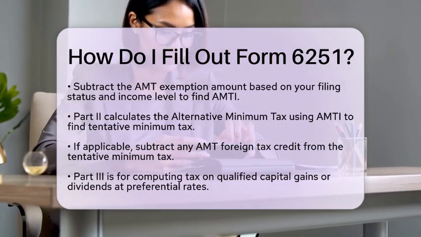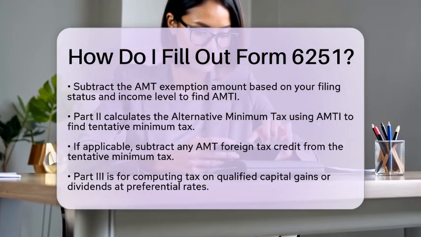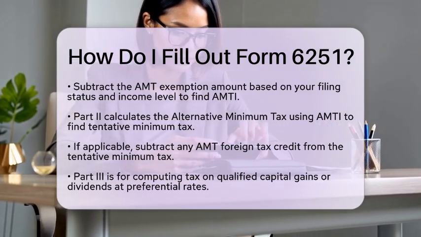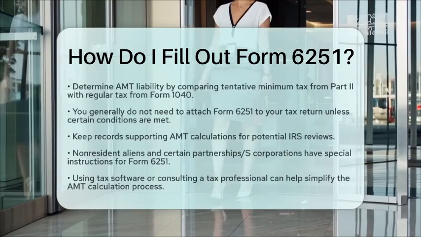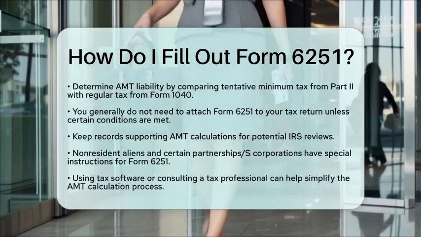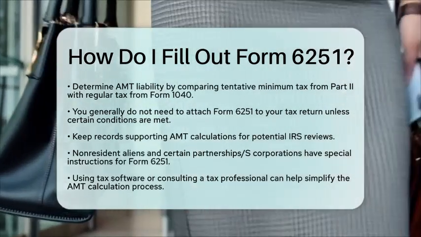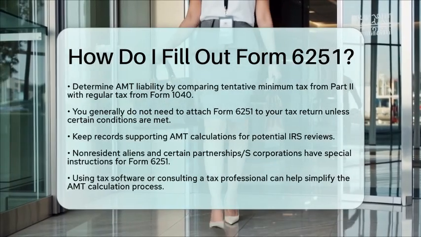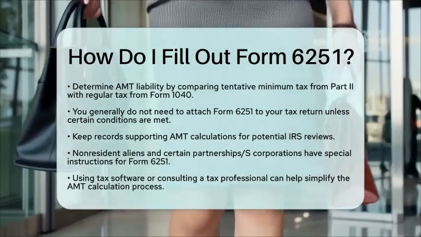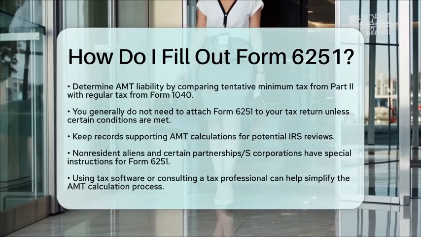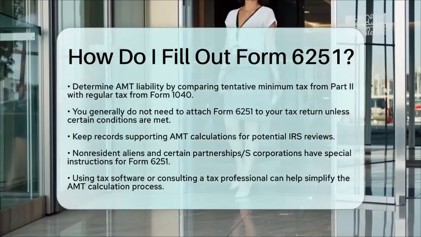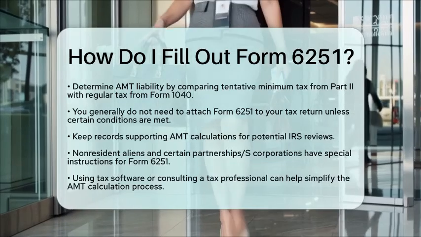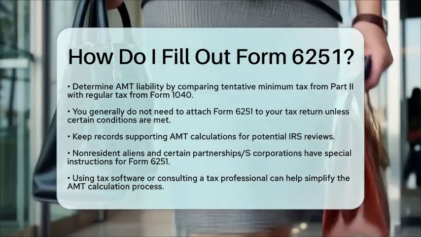When it comes to filing, you generally do not need to attach Form 6251 to your tax return unless specific conditions apply. For example, if line 7 on Form 6251 is greater than line 10, indicating you owe AMT, or if you claim certain credits like the General Business Credit or Qualified Electric Vehicle Credit, you will need to attach it. Always keep records supporting your AMT calculations in case the IRS reviews your return.